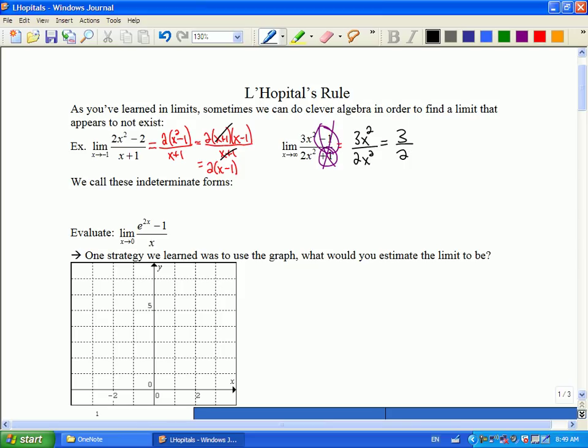Now, we call these indeterminate forms, and the only rule for L'Hopital's rule, too many rules, I guess, is that you have to use it on indeterminate forms. So what do they look like? If you were to substitute into this first example, what you get is 2 times negative 1 squared minus 2 divided by negative 1 plus 1. So the first example, if I did this, would be 2 minus 2 over negative 1 plus 1, which is 0 over 0.